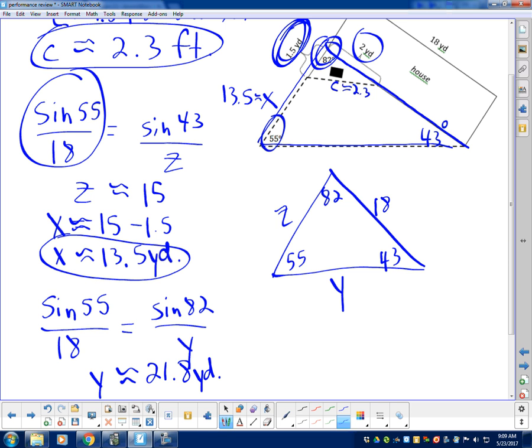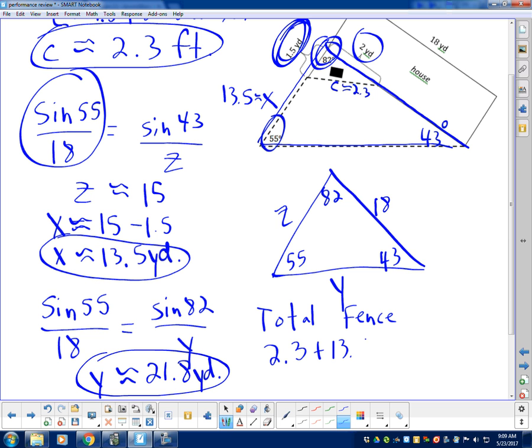So circling that as well, we've got the total fencing is the 2.3 plus 13.5 plus 21.8, which is about equal to 37.6 yards, I believe. So 37.6 yards.